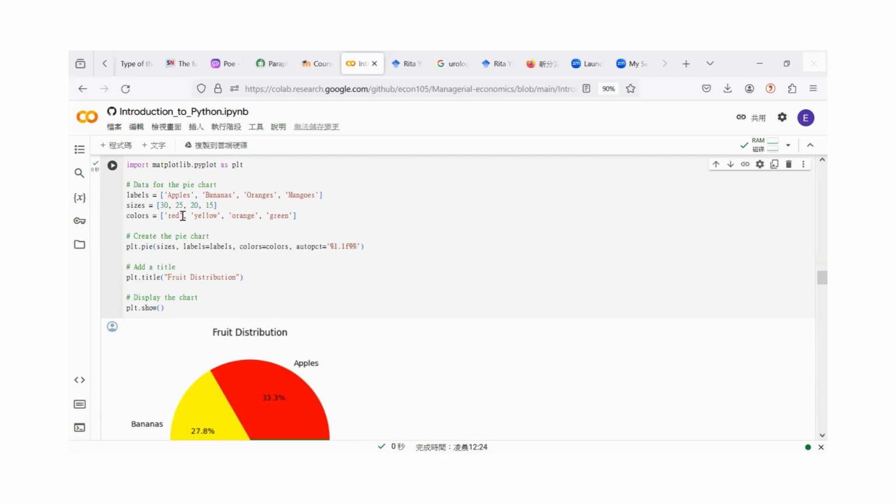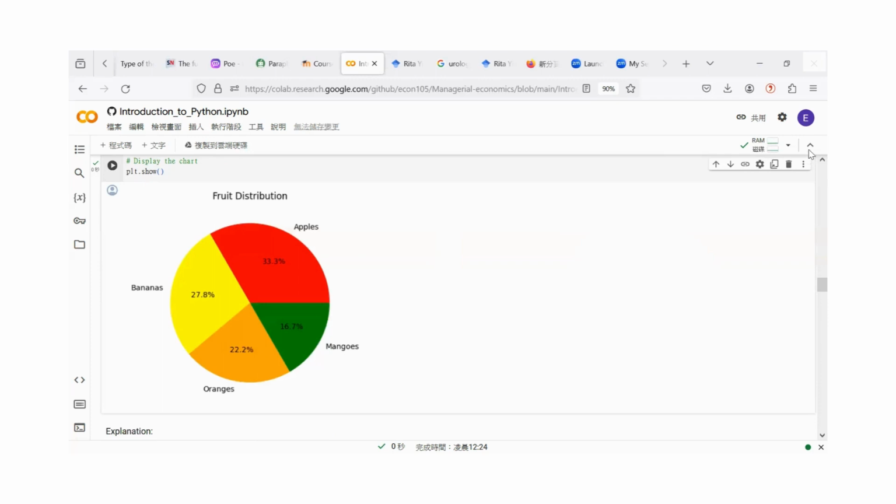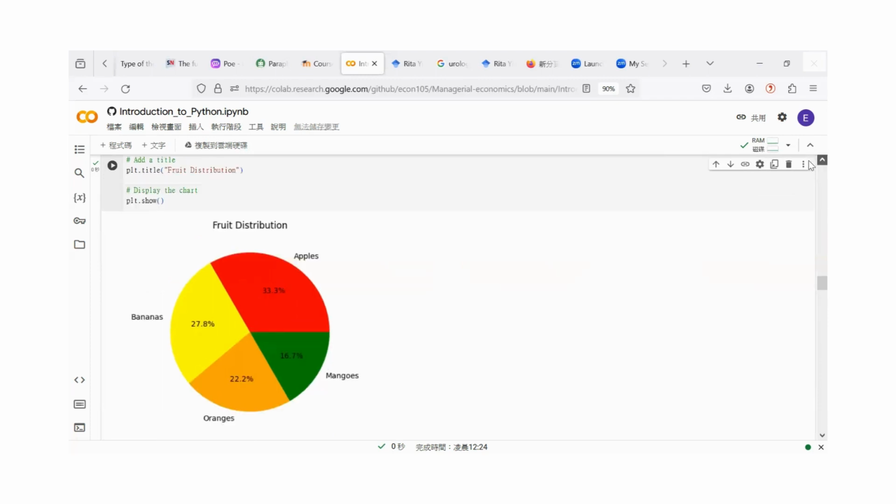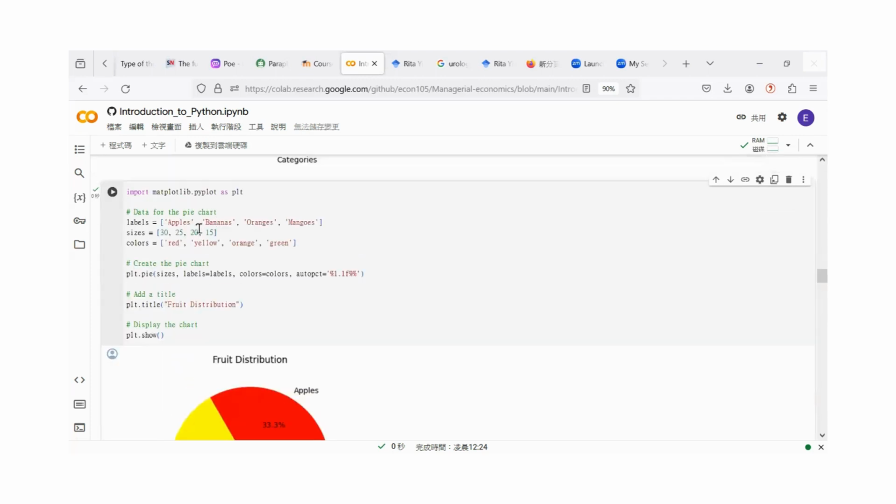And then for the third one, that's orange. So for orange, they have 20 divided by 20, and then divided by 30, 25, 15, and also 20, so that we actually have the percentage. Okay, so why do we have a percentage? Because we actually create the pie chart.